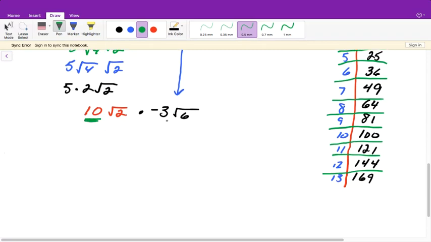And when we multiply our likes with our likes, we multiply the whole numbers out front. So 10 times negative 3 gives me negative 30. And then we'll multiply the numbers on the inside of our radical. So it gives me 2 times 6, or 12.